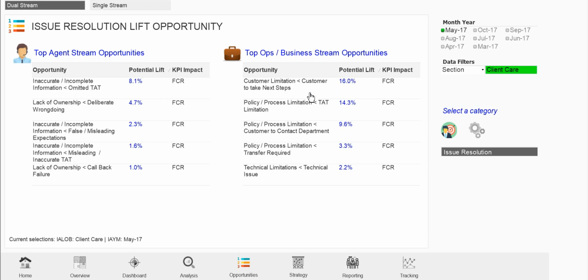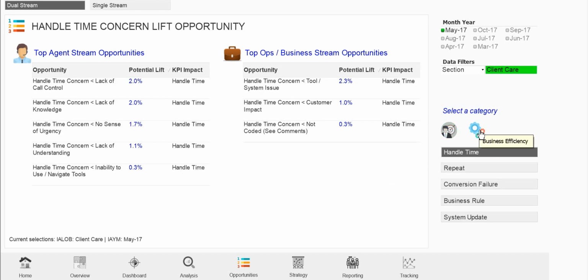Lift opportunities are also available across all performance metrics. This is inclusive of single stream metrics as well as dual stream metrics. Hence, those elements that are purely just within the agent's control or those including agents and ops and business stream impact. This cuts across resolution and satisfaction, business efficiencies, as well as regulatory compliance, again with each of the performance metrics inclusive.